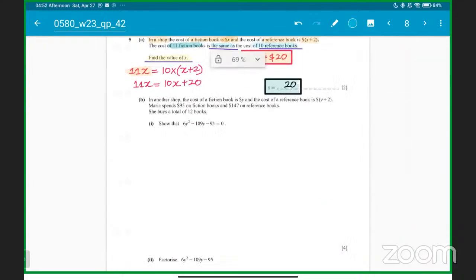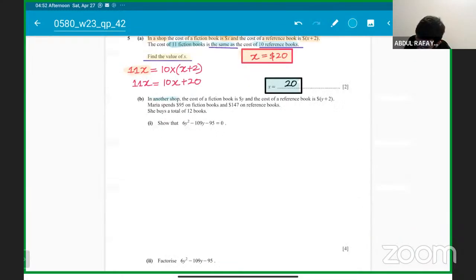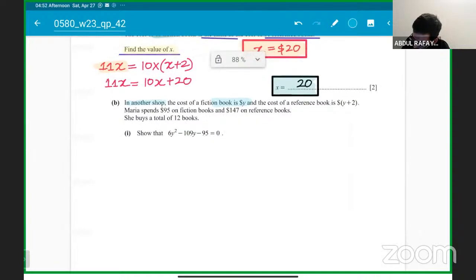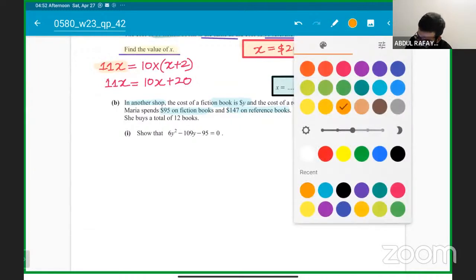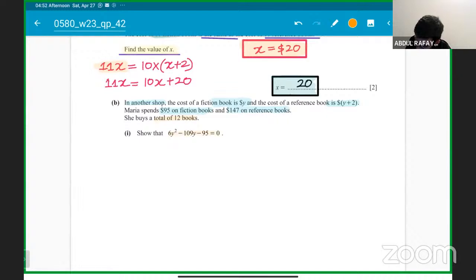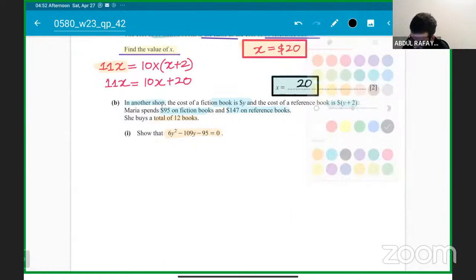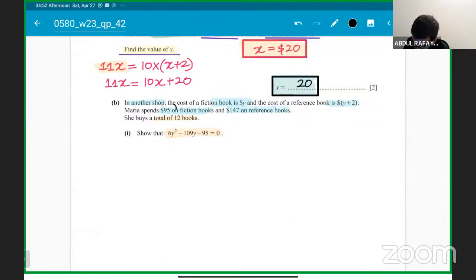Okay, the next part is, in another shop, the cost of the fiction book is Y dollars. The cost of the reference book is also given in terms of Y dollars. Maria spends $95 on fiction and 147 on reference books. What they are testing you on is simultaneous equations. You have to make 2 simultaneous equations, guys. So Maria is spending $95 on fiction books and the cost of a fiction book is basically Y dollars, she is buying a total of 12 books. Follow very carefully. I am making the equation. Okay, students, I am making the equation.